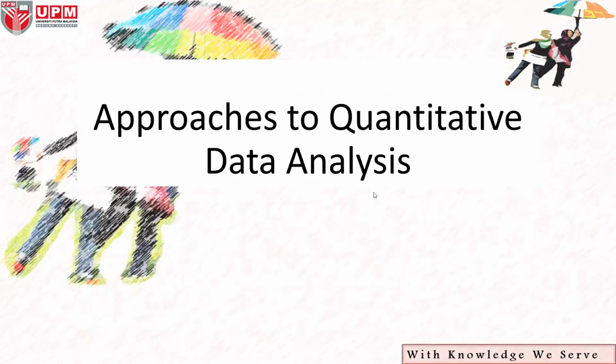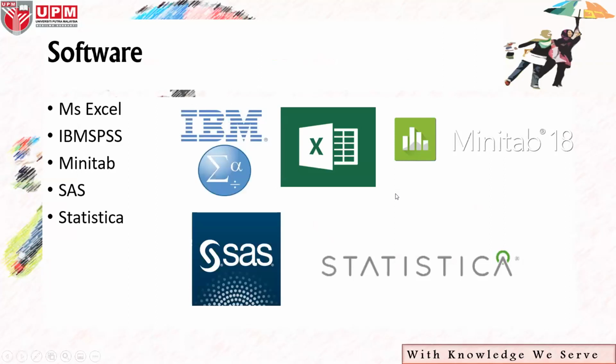Okay, so approaches to quantitative data analysis. So these are the software that are available to be used to run the quantitative data analysis. So first we have Microsoft Excel, possible juga. Okay, we have IBM SPSS, we have Minitab, we have SAS, Statistica, and then we have JASP, JASP. JASP is a free version.